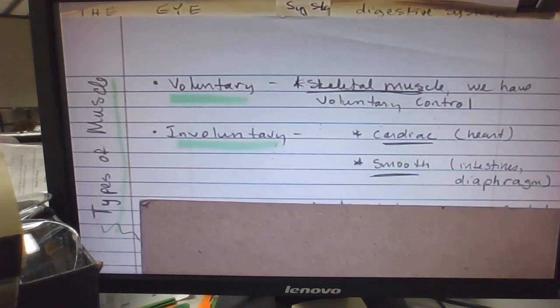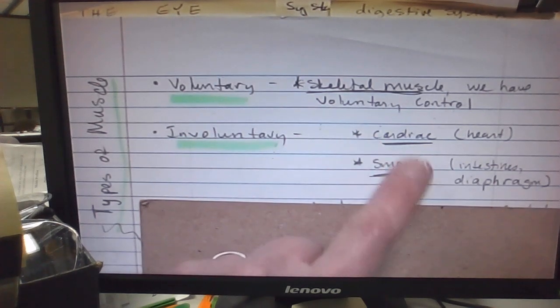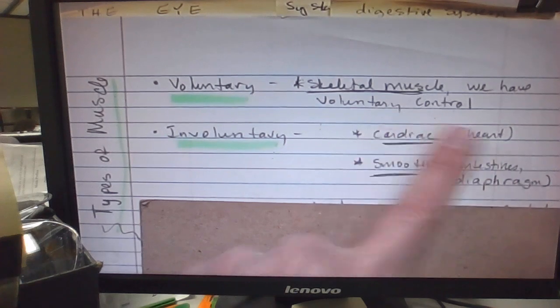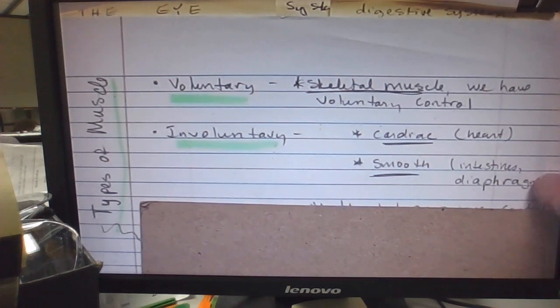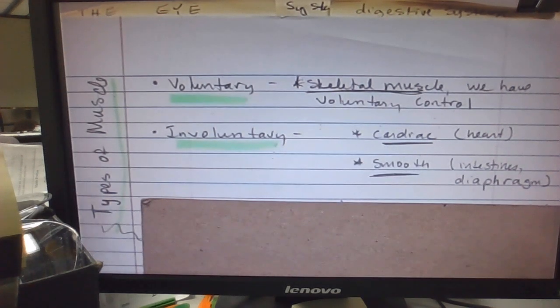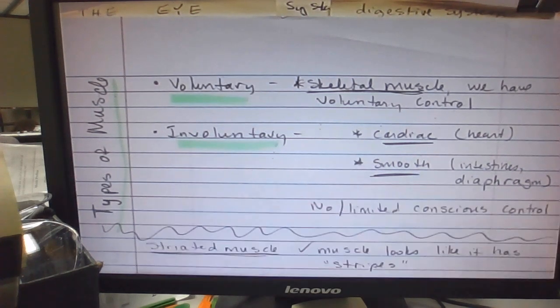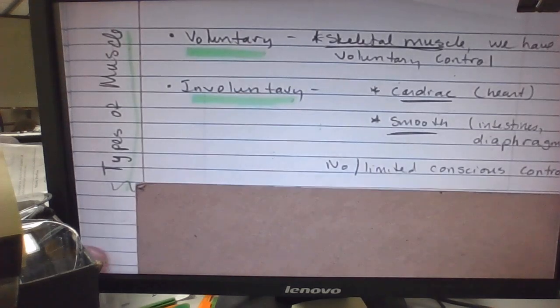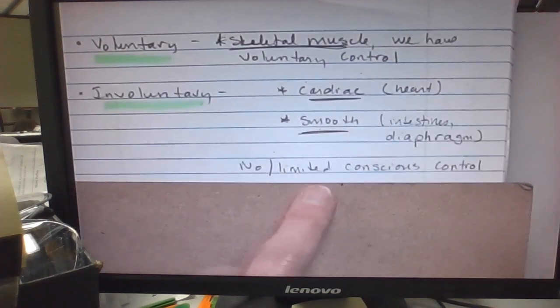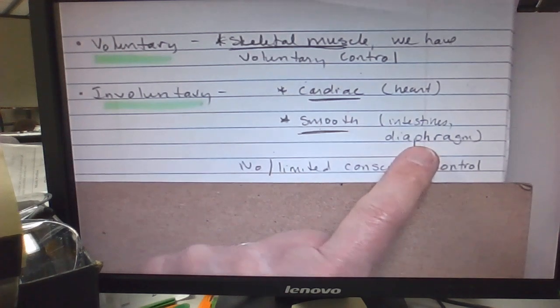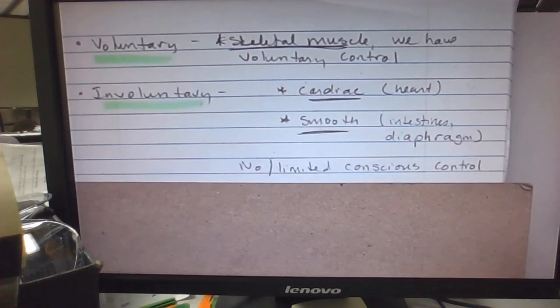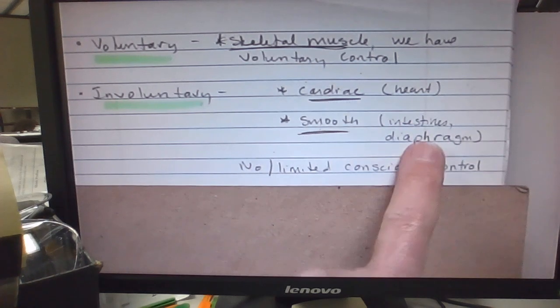Involuntary muscle we do not have control over. Examples are cardiac muscle, which is specifically for the heart, and smooth muscle, so intestines, the diaphragm, lots of our digestive system, organs that have muscle, blood vessels, the muscles with the arteries. We don't have any control over those either. They are involuntary, so there's no conscious control or limited conscious control. You can hold your breath for a certain amount of time, so you are exerting a certain amount of control over your diaphragm, but you can't do it forever.